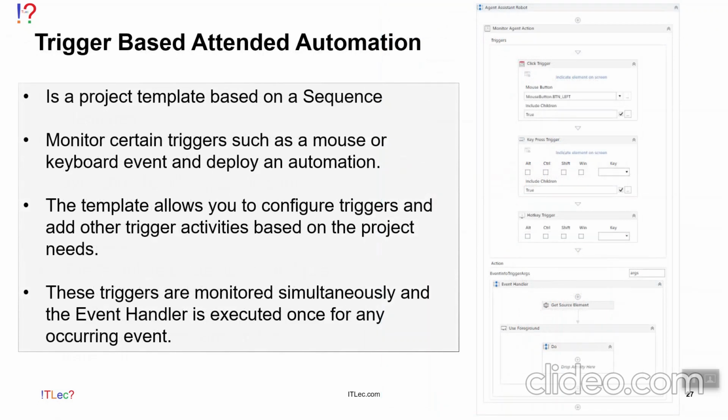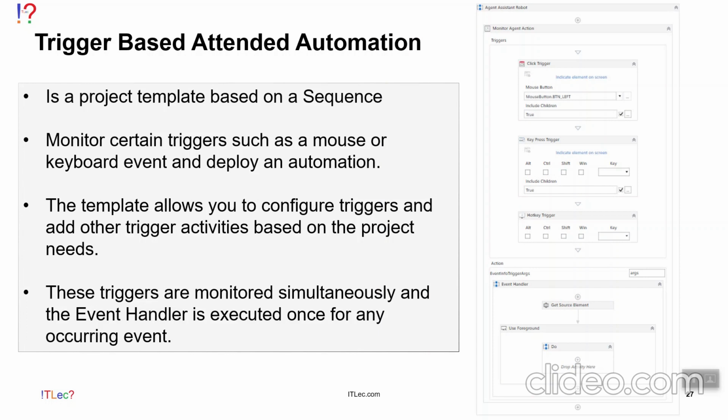Trigger based automation is a project template based on sequence. So something happened, do this. It is actually used for attended mode to monitor certain triggers such as mouse or keyboard events and deploy an automation. This template allows you to configure triggers and add other trigger activities based on the project needed.